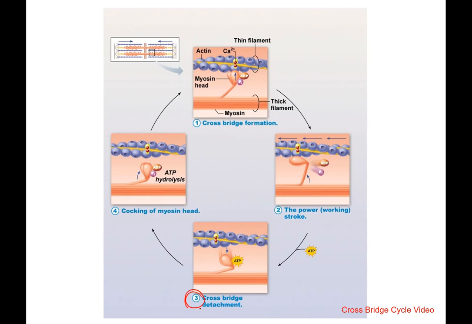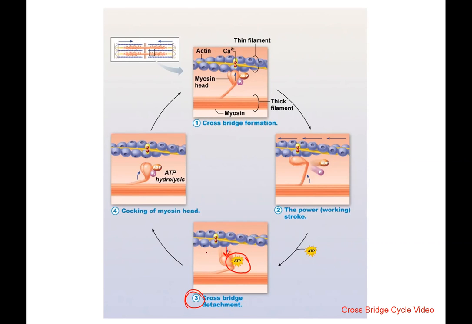I think this one just makes more sense to me. So I want you to look, we have ATP right here, okay? And you can kind of see that myosin head is falling off of actin. So we are detaching a cross bridge. We add ATP, we detach a cross bridge.